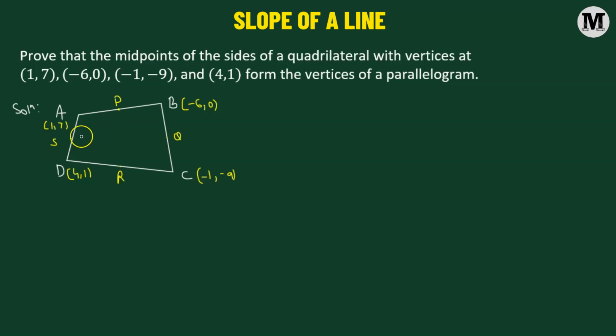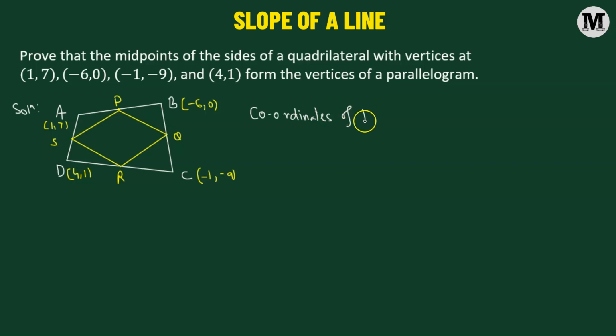So we're going to join PQRS to form another quadrilateral. So we obtained a quadrilateral PQRS. Our goal will be to prove that PQRS is a parallelogram. So what we can do first is obtain the coordinates of P, Q, R and S. We'll begin by first obtaining the coordinates of the vertex P.